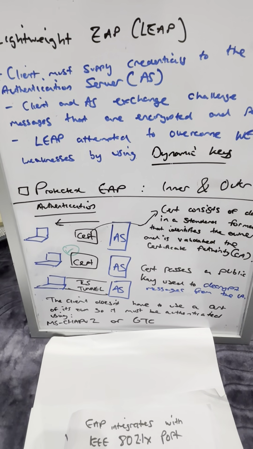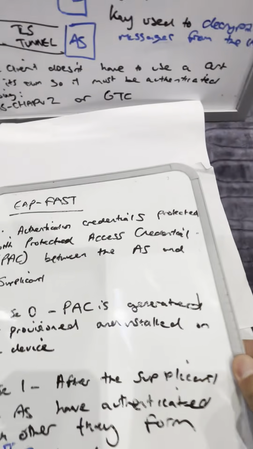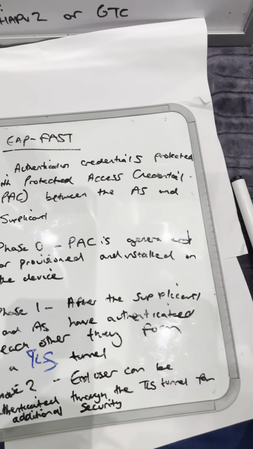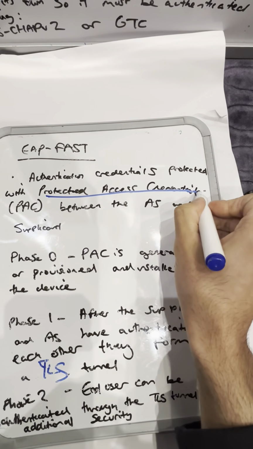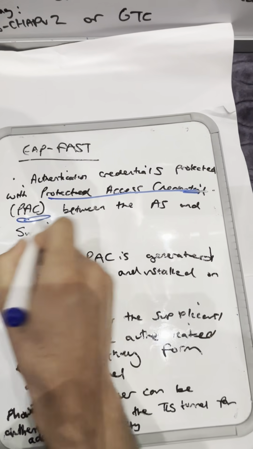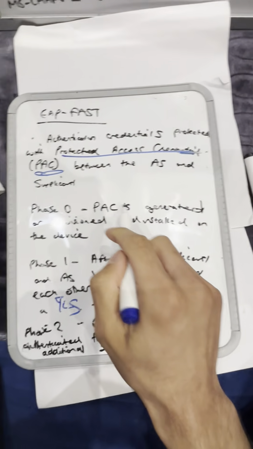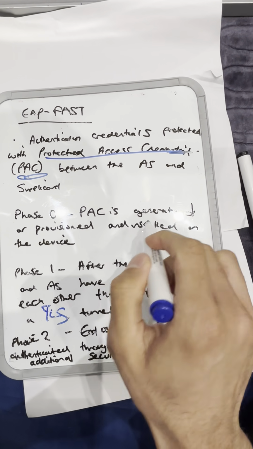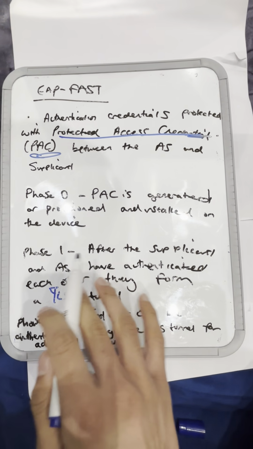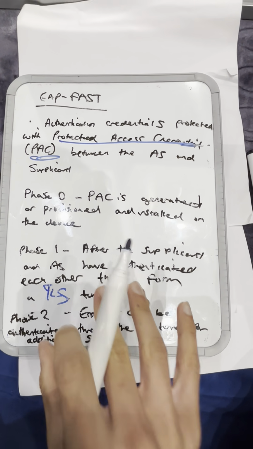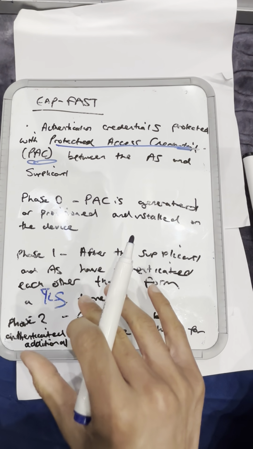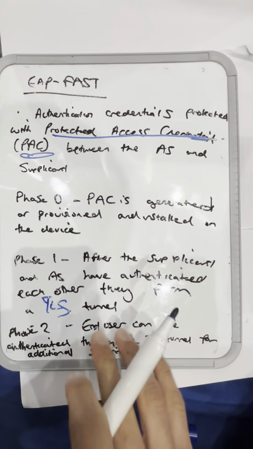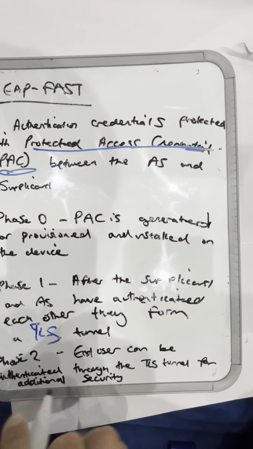Now, let's look at EAP-FAST. EAP-FAST uses something called a protected access credential, the PAC. And with the PAC, we have three phases. Phase 0: the PAC is generated or provisioned and installed. Phase 1: after the supplicant and AS have authenticated each other, they form a TLS tunnel. And phase 2: the end user can be authenticated through the TLS tunnel for additional security.